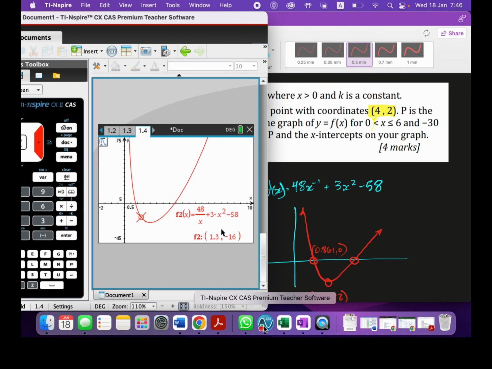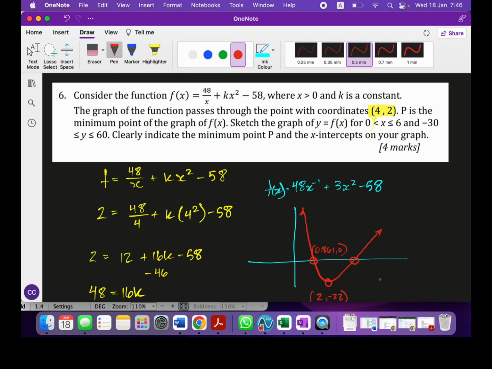So (2, -22), and 3.9. Is that my 0? There's my 0. So right about 3.90. Now the only other thing that we should probably add is that we know that this is the point (4, 2). But if we have those, I think we're good, and I think we've done everything we need for that. Okay, so that is that.